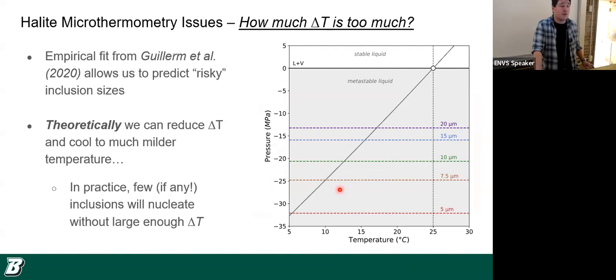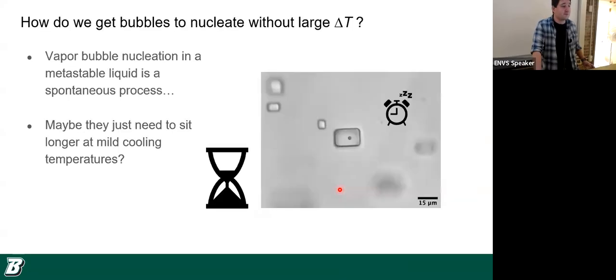So we can avoid the risk of overcooling them or overheating them, but then we'll never be able to perform our analysis anyway, because we will never be able to generate those vapor bubbles. Now, a few papers out there on classical nucleation theory have said that given a sufficient amount of time, any metastable inclusion will nucleate a bubble spontaneously. The issue is sufficient amount of time for a geologist could be millions and billions of years, which I don't have that time to sit at a microscope.